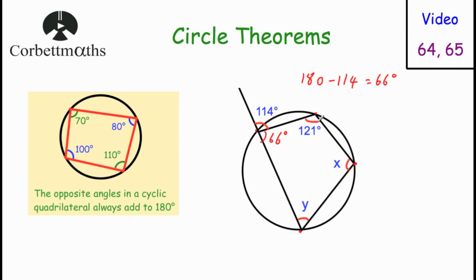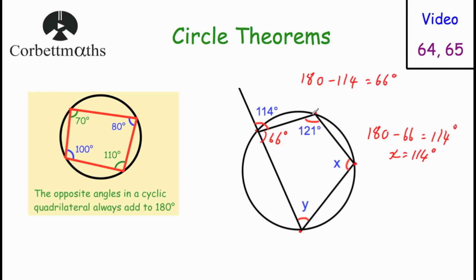Now we can find our x and our y really quickly and easily. So because the 66 is opposite the x in the cyclic quadrilateral, we know if we take away the 66 away from 180 degrees, we can find out what x is. So 180 subtract 66 is equal to 114 degrees. So that means that x is 114 degrees.